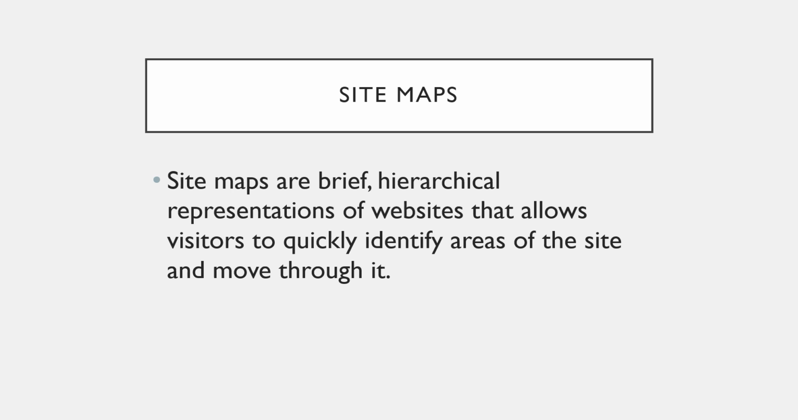All right, one of the things I need to bring up now is the concept of a sitemap, and a sitemap is a brief hierarchical representation of a website, and it allows users and visitors to quickly identify areas of the website and move through it. Essentially, with the sitemap, what you're looking at is a list of all of the pages in the website, and it's listed hierarchically. So the index or the main page is at the top, and then below it are the next main pages, and then below those are any other sub pages, and it keeps going on and on and on down the line.